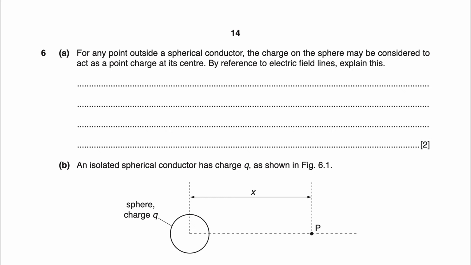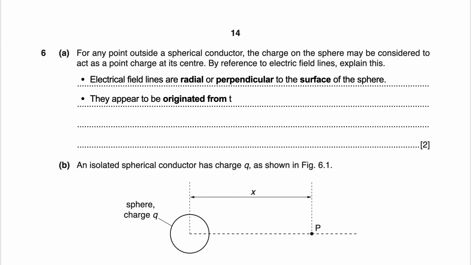Because electric field lines are radial. Why is it radial? The naturally available charge, plus or minus, proton or electron, is spherical. So the field will be radial. This is the reason. Okay. So how are these field lines? They either originate from the center or converge in the center. So in this case, we can just write originated. It's enough. 2 points, 2 marks.